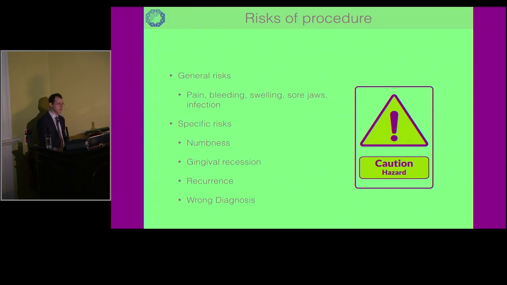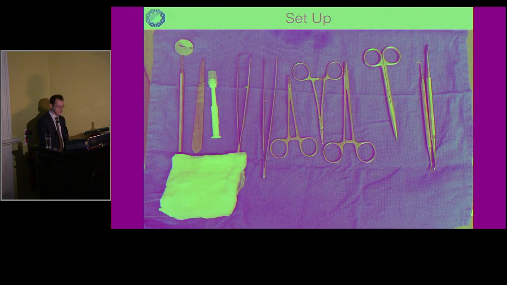We need to be aware of nerves in the area that can cause numbness. If we're doing gingival biopsies, we can get recession, and then the patient needs to be aware that you might have recurrence, or we might have the diagnosis wrong and need to do something else or not get the full picture from it. General surgical setup for a biopsy, you probably would be familiar with.